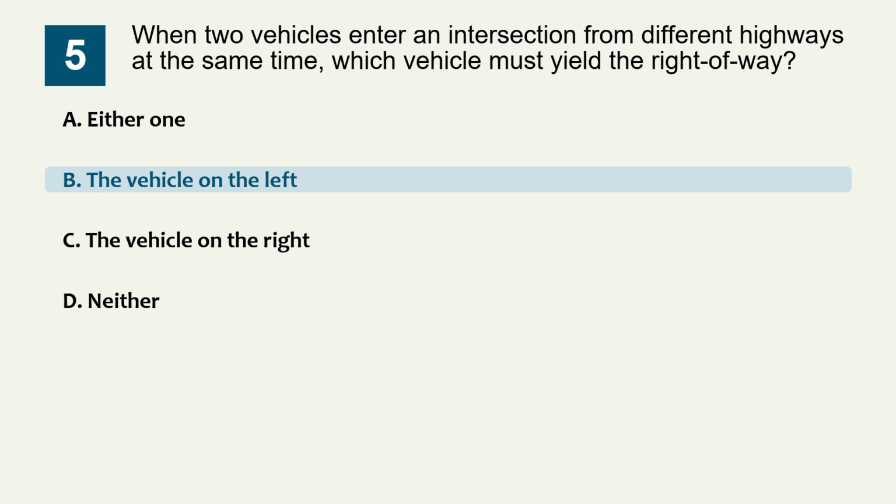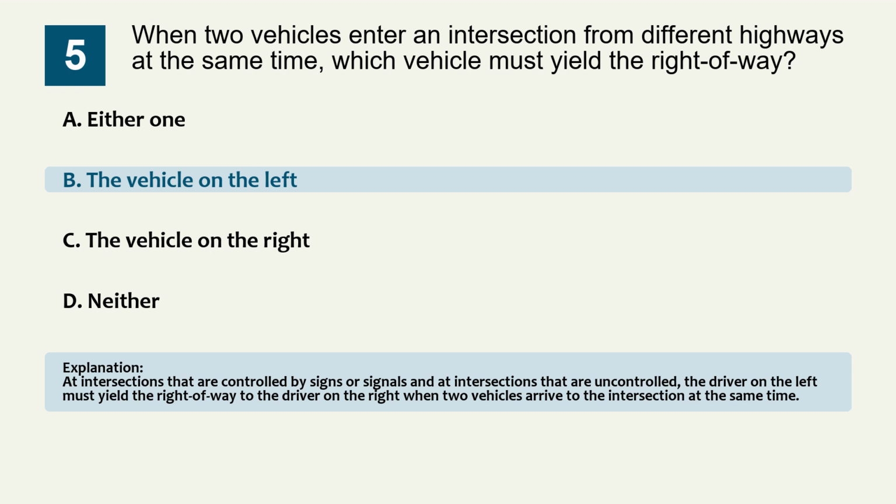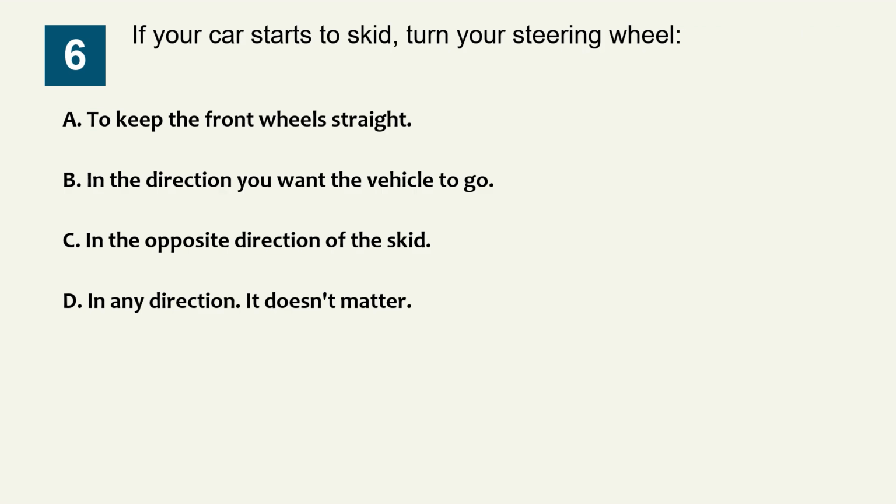The correct answer is option B. The vehicle on the left. Explanation. At intersections that are controlled by signs or signals and at intersections that are uncontrolled, the driver on the left must yield the right of way to the driver on the right when two vehicles arrive to the intersection at the same time.